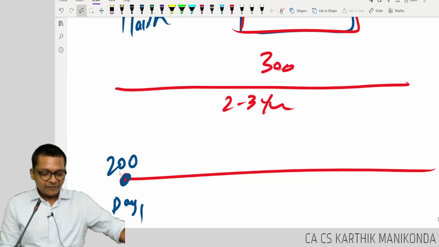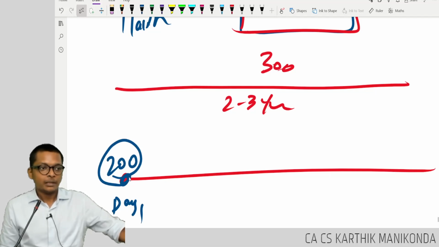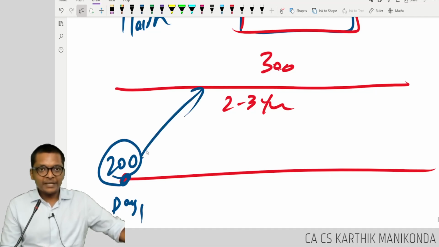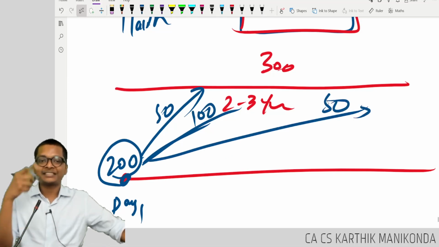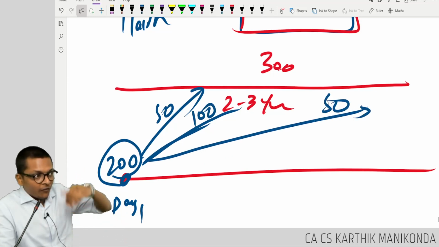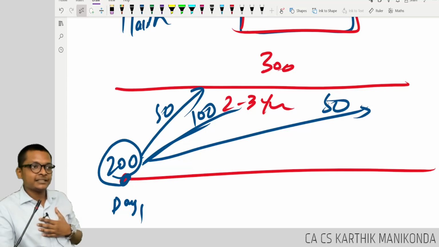Now, why keep this money idle? Because the usage could be, I need 50 after 6 months, maybe I need 100 after 1 year, another 50 after 2 years. Correct? I might need the money after 2 years. Are you getting it, guys?